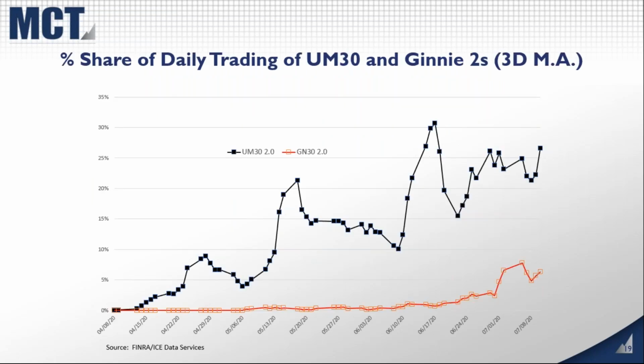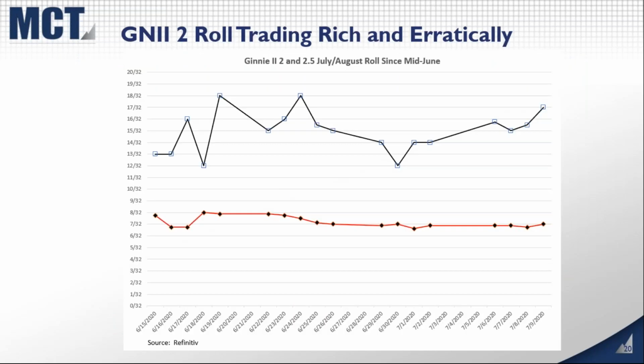First of all, here's a graphic illustration of the percentage of daily trading of the UM 30 and Ginnie 2s, or all Ginnies, excuse me, not just Ginnie 2s, but all Ginnie 2%. This is a 3-day moving average to smooth it out a little bit, but you can see that the share is much higher in conventional 2s than in the Ginnie sector. And here is the rolls.